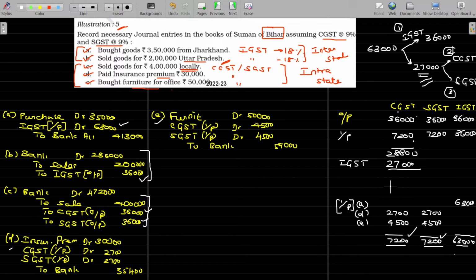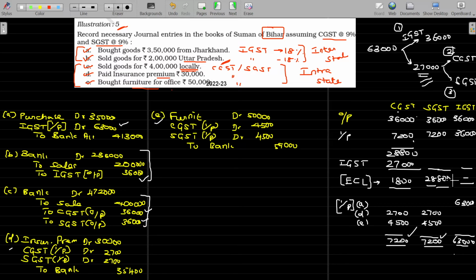So from this it is very clear the final amount payable from the electronic cash ledger, ECL: 1,800 will go for CGST, and from 36,000, 7,200 is subtracted, 28,800 will be payable for SGST. Of course, nothing is payable for IGST. Clear? The mode of settlement is very, very important. Now we can pass the entry for the adjustment here.